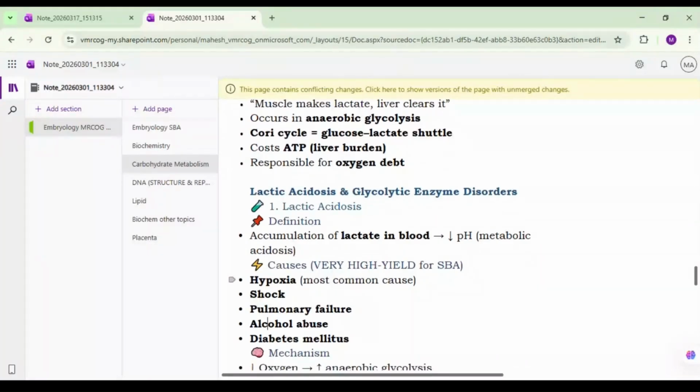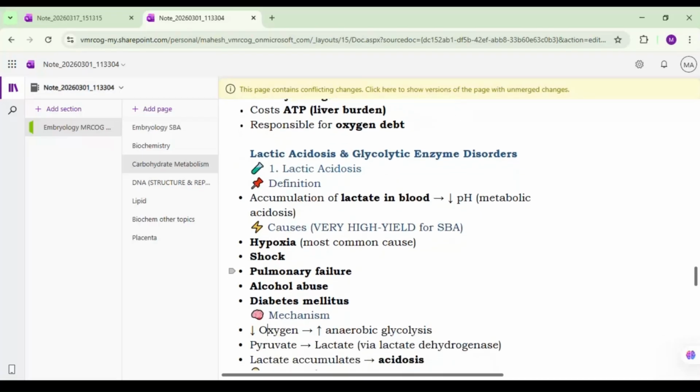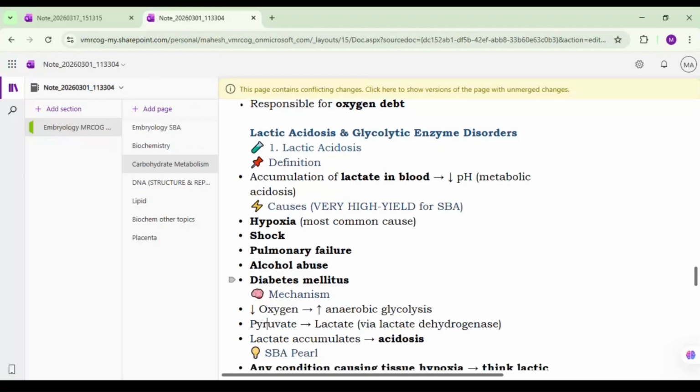Now we will discuss lactic acidosis and glycolytic enzyme disorders. There are various enzymes, and if they are deficient in the glycolytic pathway, it can lead to lactic acidosis. So first is lactic acidosis. What is the definition? It is the accumulation of lactate in the blood. It leads to a decrease in pH, that is metabolic acidosis. This is seen in various conditions such as hypoxia, shock, pulmonary failure, alcohol abuse, diabetes mellitus, etc. And the commonest cause is hypoxia.